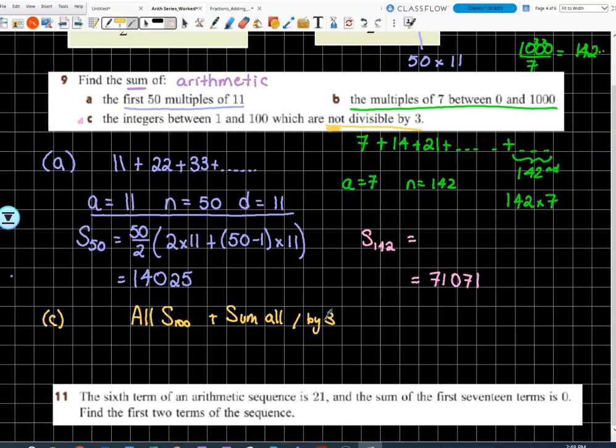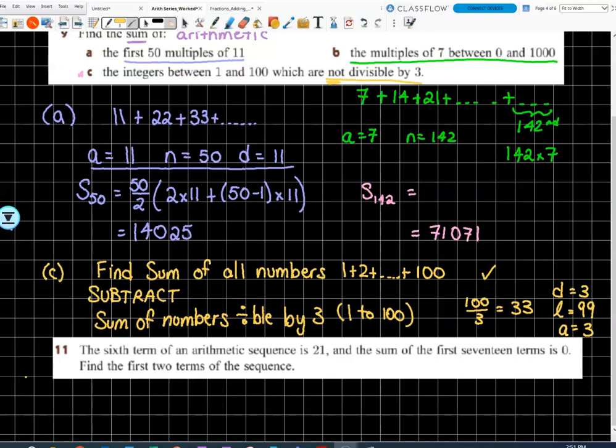And then what would you do? Minus. So once you've worked out all the numbers that are divisible by 3, wouldn't you subtract them and be left with the sum of the numbers that were not divisible by 3? Oh, yeah, so N would be 33, yep. Sorry, I should have written that a little bit better. You find all the numbers from 1 to 100, add them up, and then work out the sum of the numbers that are divisible by 3, which you just did in part B for 7, and then subtract. So, huzzah.